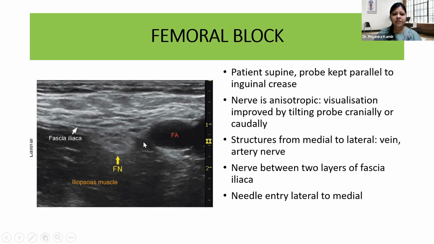the femoral nerve. This femoral nerve is between the two layers of the fascia iliaca. So whenever you access the femoral nerve, you have to actually pierce the fascia iliaca. Otherwise, you will be just depositing the drug around the femoral artery. And needle entry should be from the lateral to the medial side. So this is one of the easiest blocks.